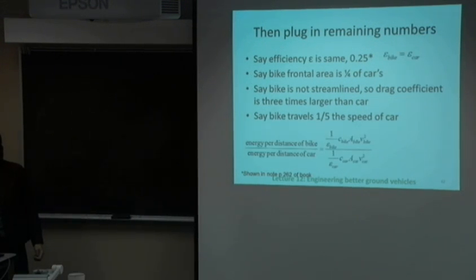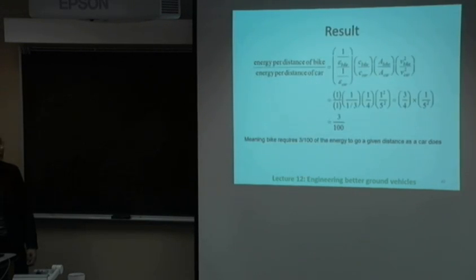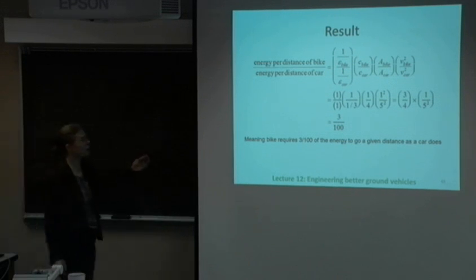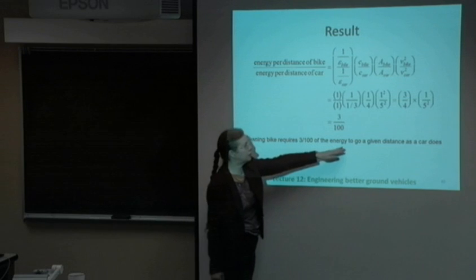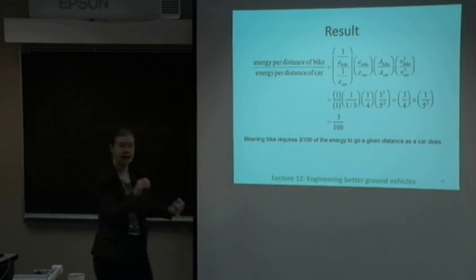So we'll say the efficiency is the same. Frontal area of the bike compared to the car is 1/4. The bike is not streamlined, so its drag coefficient is 3 times larger than the drag of a car. And the bike travels 1/5 the speed of the car. So I want to stick all that stuff in. I get 3%, 3/100. So the bike requires 3/100ths of the energy to go a given distance, even though it has more drag.